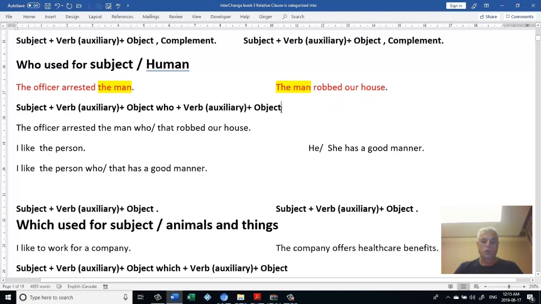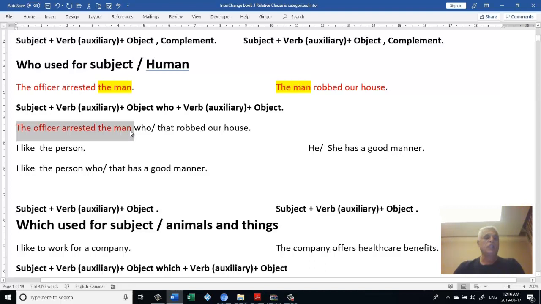Let's look at how we do this kind of sentence. For example, we say the officer arrested the man. That's from the first sentence. Then we continue from the second sentence, because the common element between the two sentences is the man. Here we have it as the object, and here as the subject. Then we have to delete one of them.